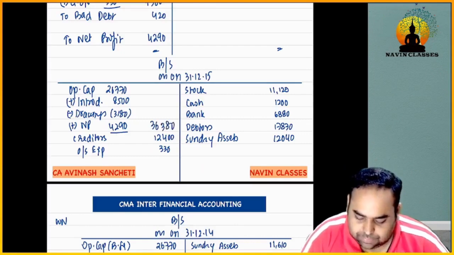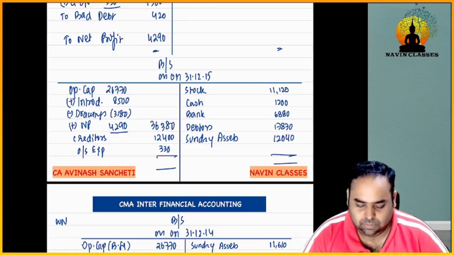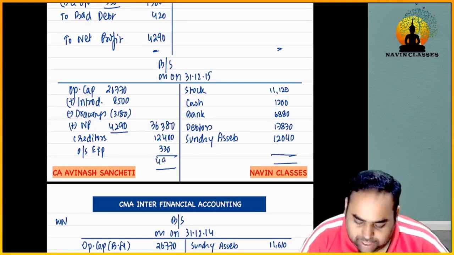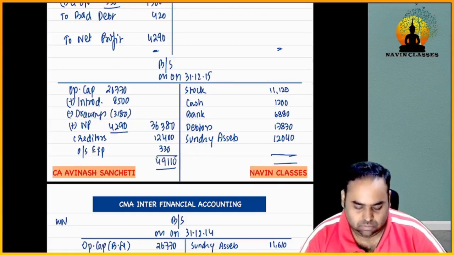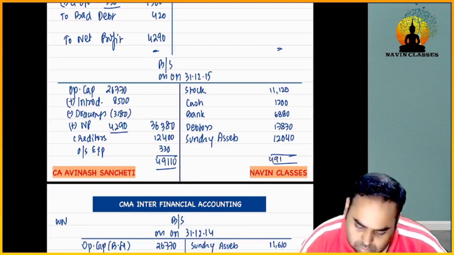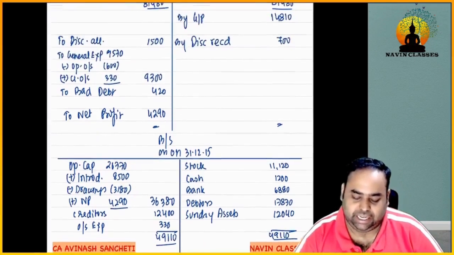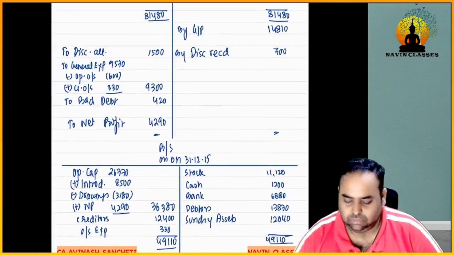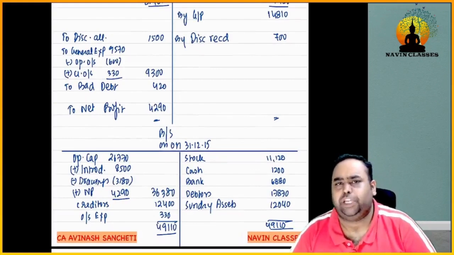36,380. 49,110. So in this way, the balance sheet is tallied completely. Students, take your time and check it. Take 1 minute, and if you have any doubt, then you can ask.